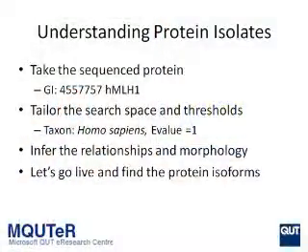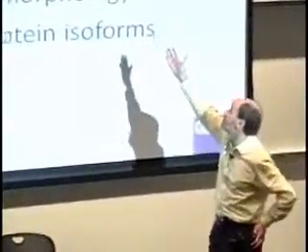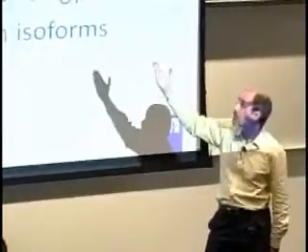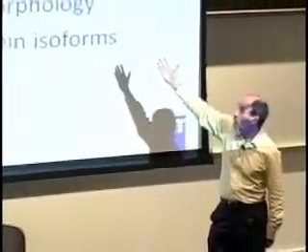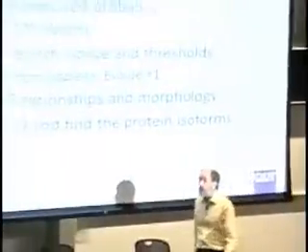So to use the BLAST Explorer to investigate this sort of problem, we begin by taking this protein sequence. We tailor the search space and the thresholds. So we'll go searching in the taxon of Homo sapiens. We'll set an E-value of 1. And then we'll go and infer the relationships and the morphology which result. And we'll do this live.